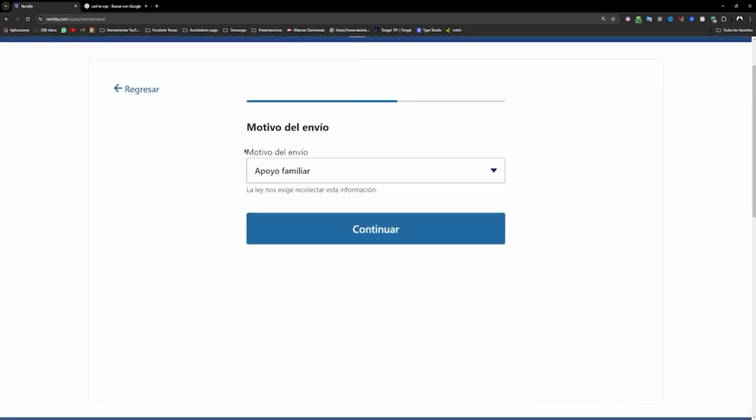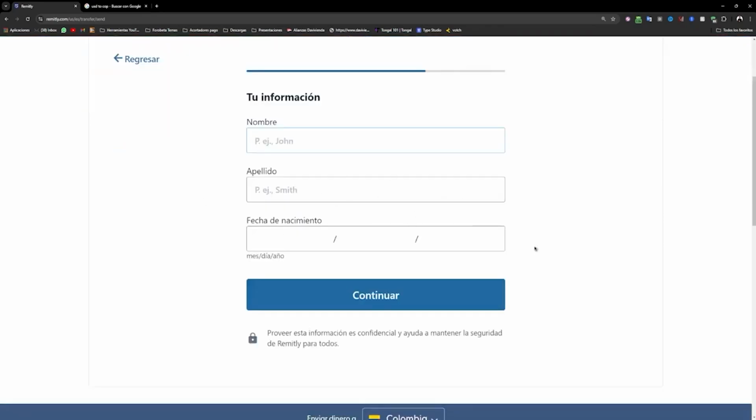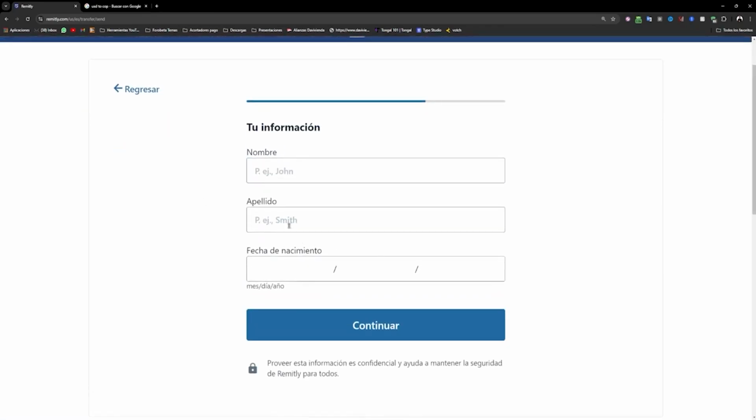Now, the rationale behind the transfer in this particular instance is that the funds we intend to send to this individual will be allocated for familial support, educational purposes, savings, loan repayment, service payment, goods payment, insurance payment, tax payment, or charitable donations. Ultimately, this decision rests with you. I will designate it as familial support and subsequently click continue.